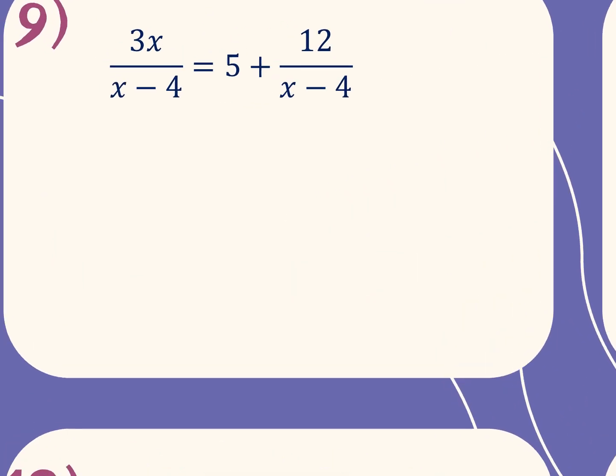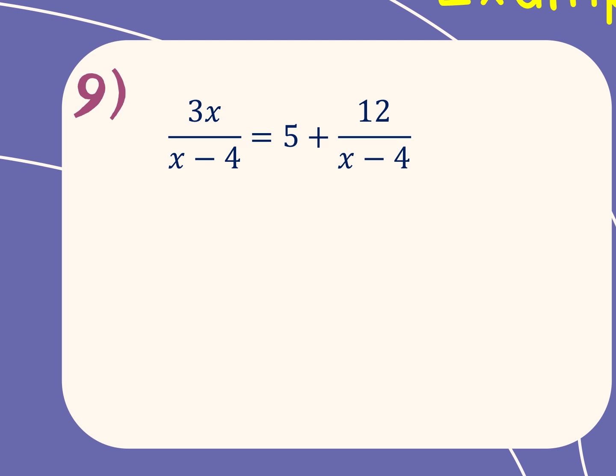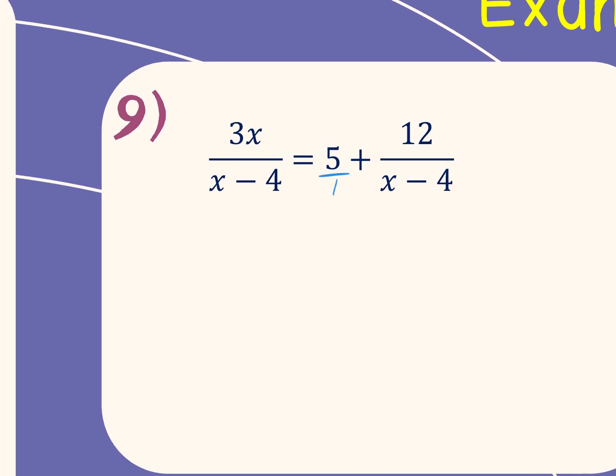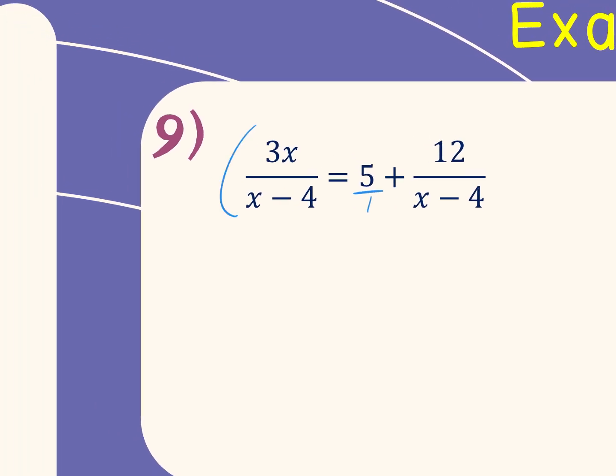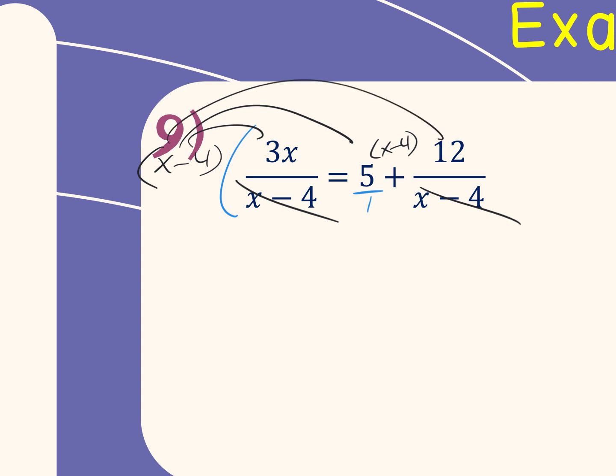All right, so for number 9, notice my LCD is the x minus 4. The only one that doesn't have it is this middle one. Now again, if you don't want to do like I've been showing you all along, you can show that you're multiplying everything by the x minus 4. So that would cancel this one, but this one would need to get it to distribute, and it cancels this one. So if you didn't want to show that you're doing it to everything, you don't have to. I like doing it because it helps me to cancel.